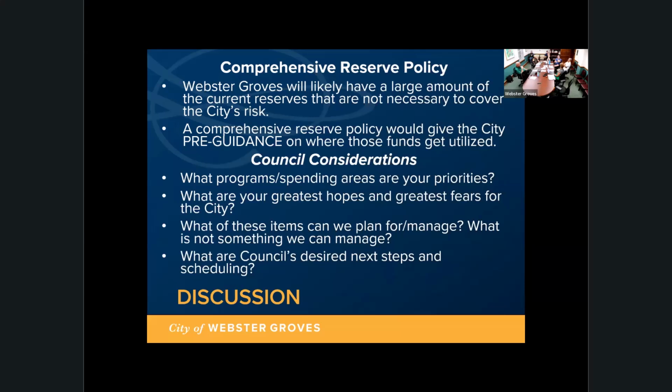If people won't spend it, then we don't have money. How come you don't? Well, with our comprehensive plan process that we're going through, that would help us identify some goals and how we would want to utilize some of these funds to achieve some of those goals.